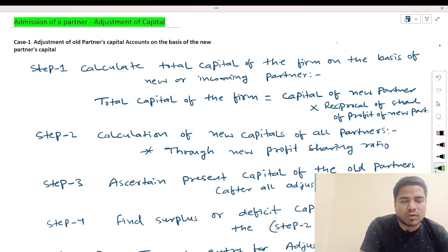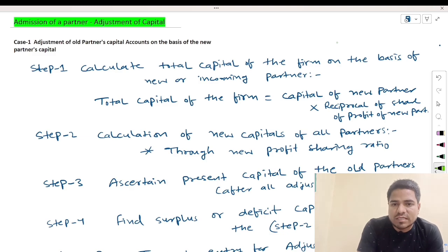First of all, one thing you all have to remember: the capital adjustment part is not related to the revaluation account part or the balance sheet. The capital adjustment part is related only to the partners' capital accounts. Therefore, whenever you start to solve the problem, first of all you have to prepare the revaluation account as it is. After the preparation of the revaluation account, there is a need for capital adjustment in the partners' capital accounts. And in the partners' capital accounts, all the things related to revaluation account, general reserve, and premium for goodwill, all this treatment you have to do. After doing this, there is a need for capital adjustment.